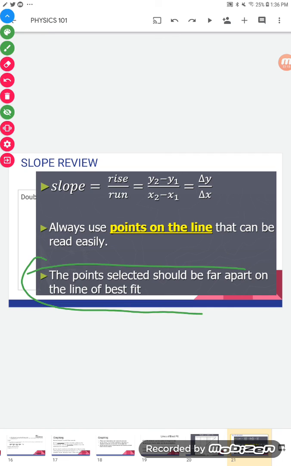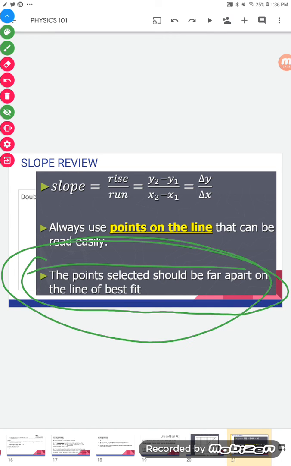The points selected should be far apart on the line of best fit. The further apart, the better. So if you could do the very first one and the very last one way up here, it will be more accurate. But as long as you pick the same 2 for your y and your x points, then it is fine.